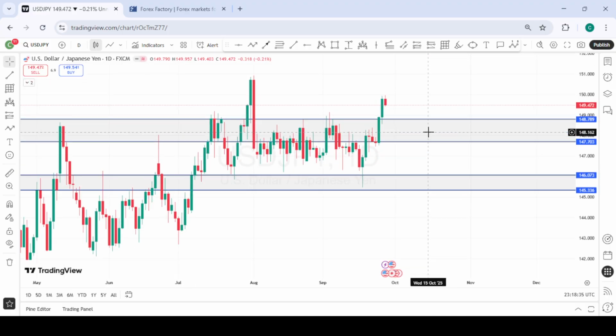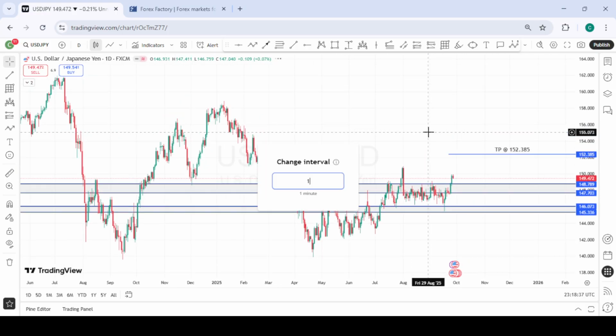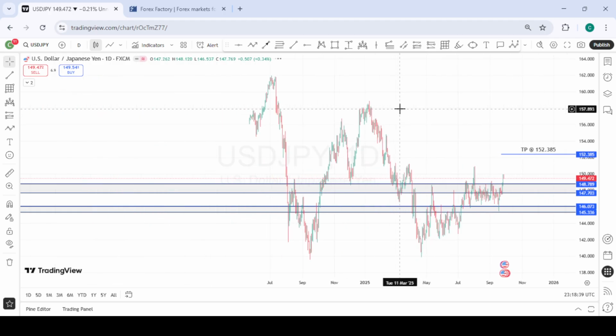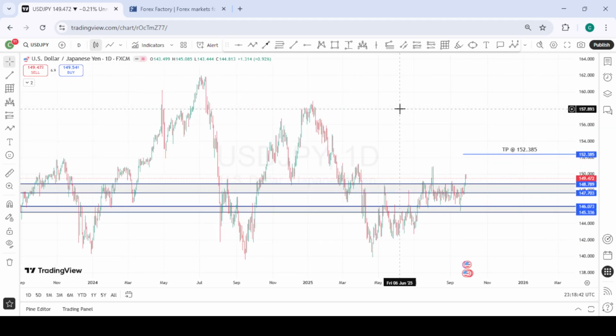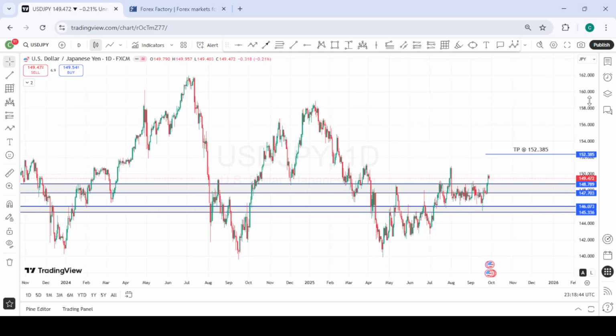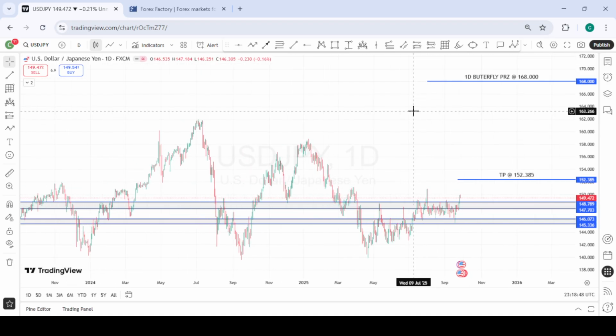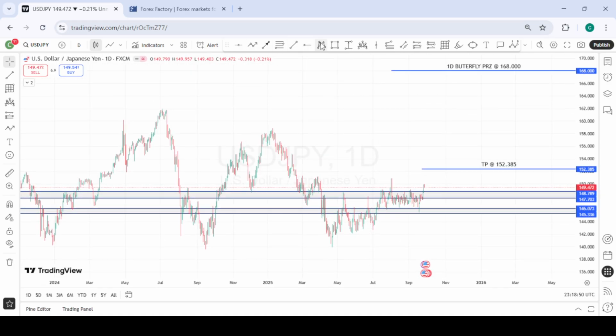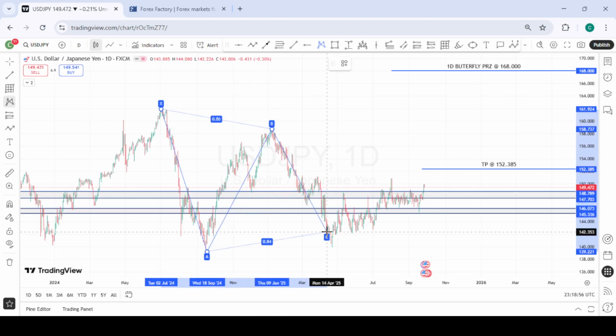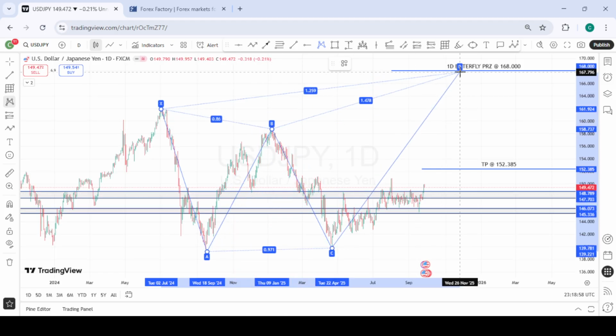We have here USDJPY. So for USDJPY on a higher time frame, we actually have a possible butterfly pattern forming on a daily time frame, which means we have a long way to go to the upside for the completion of this pattern. So this is our X, this is our A, this is our B, this is our C leg, and this will be our D leg.